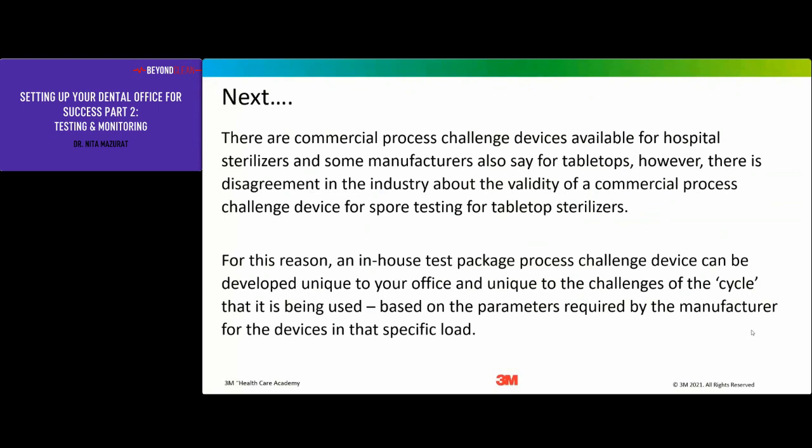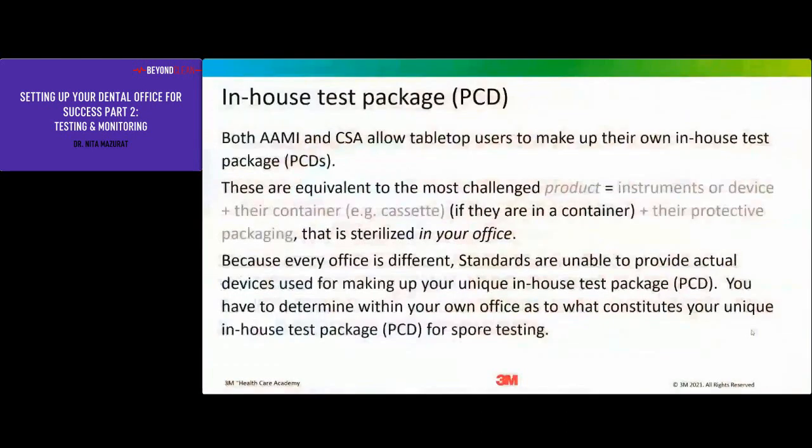What I am doing is giving you a strategy provided by both AAMI ST79 and Z314, the Canadian standard, that we can use: an in-house test package process challenge device. They're developed unique to your office and unique to the challenges of the cycle that's being used, based on the parameters required by the manufacturer for the devices in that specific load.